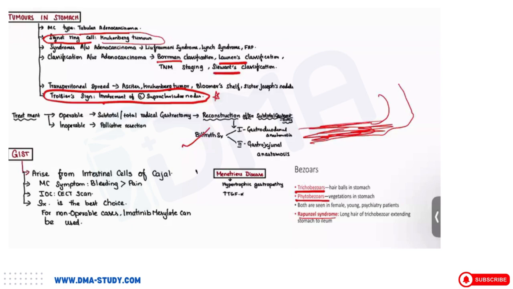And the last tumor is GIST. It arises from the interstitial cells of Cajal. Most common symptom is bleeding. Investigation of choice is CECT.